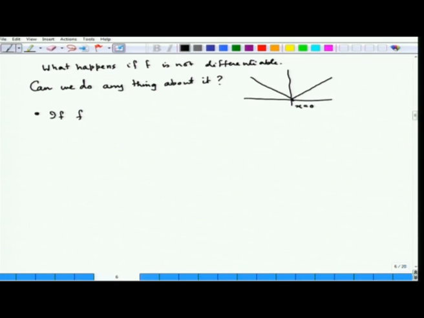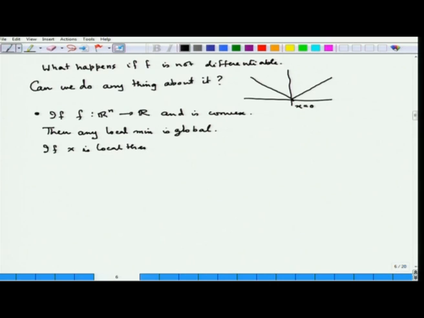I will give you some time to think and play around, but then let me tell you something a bit more about differentiability of a convex function and optimization. So, if f is from Rn to R and is convex, then any local minimum is global. For example, if x is a local minimum, then we have proved that grad of f of x is equal to 0. Then, by using the convexity inequality for any y, once I fix the x, for any other y, you can always write this.